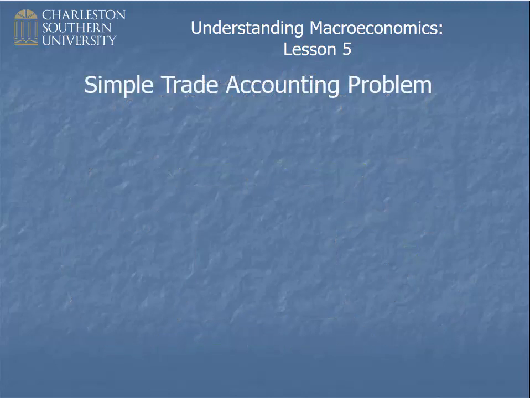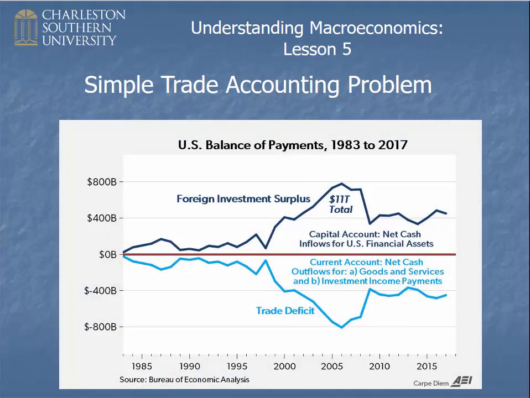All right, how about a simple trade accounting problem? That's the wrong title, but I found this slide. It's a few years old now. It stops in 2017, so that's 4 years ago. But the Bureau of Economic Analysis prepared this slide, and this shows the current account deficit. See how it's been falling? In fact, it hasn't actually been balanced since about the early 80s, and it's been in deficit ever since.